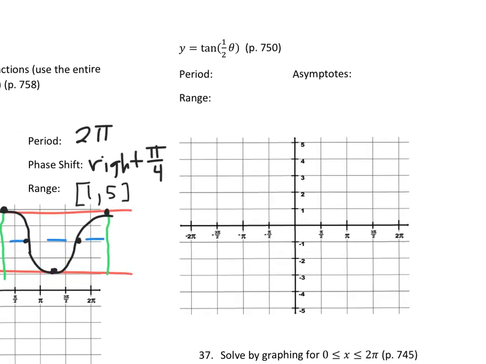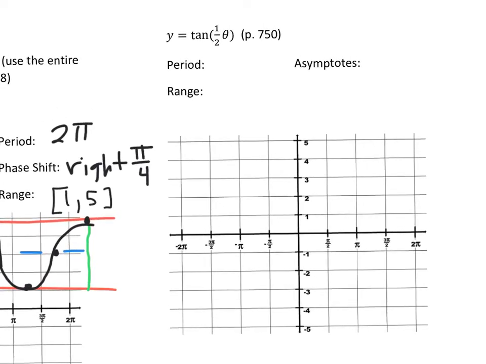And then next one, the tangent. So I want to do the period. The period for a tangent is pi over b. So pi divided by 1/2 is actually going to be 2 pi. Tangent always starts at 0 unless it's been shifted left or right. It doesn't have a phase shift right here. So the tangent of 0 is 0. So it's going to start right here.